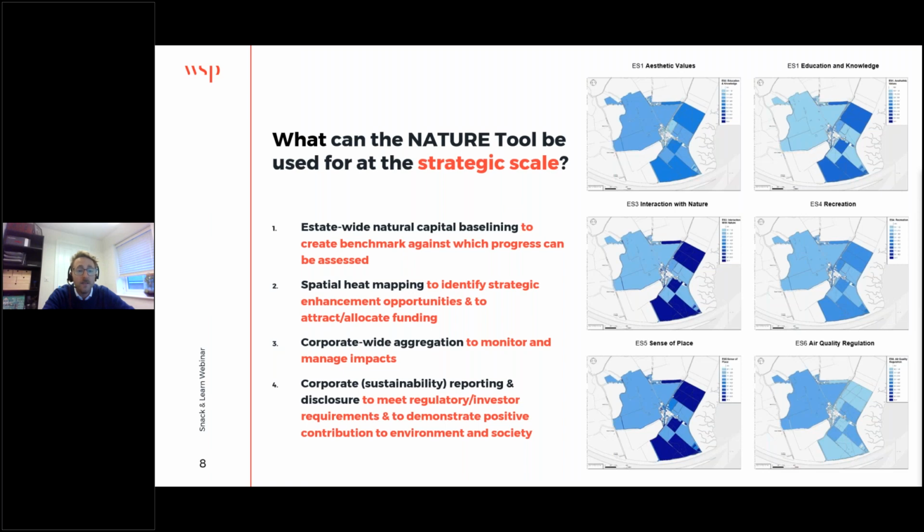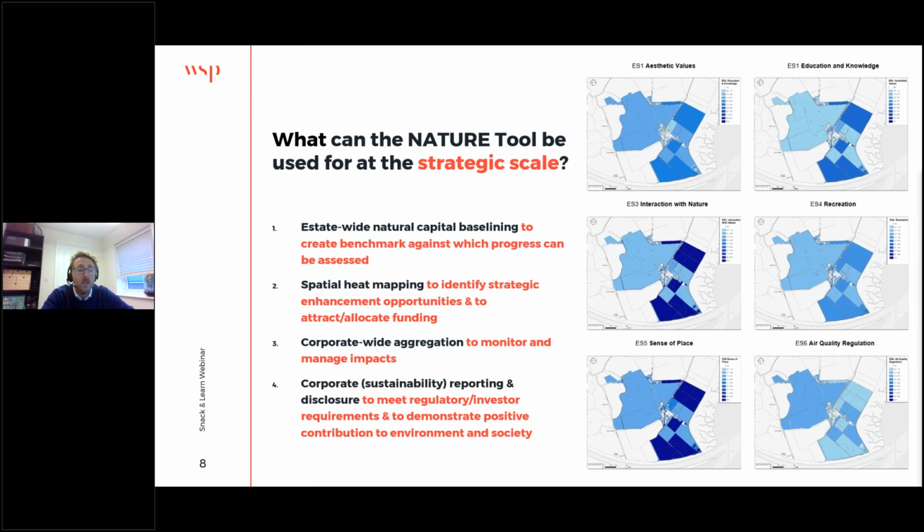We can create spatial heat maps, as we see here for an example site on the slide, which indicate areas with high or low natural capital and ecosystem service provision, which can help to target nature-based solutions in areas where the demand is high and the supply is low, and therefore in areas where these nature-based solutions would be most effective.